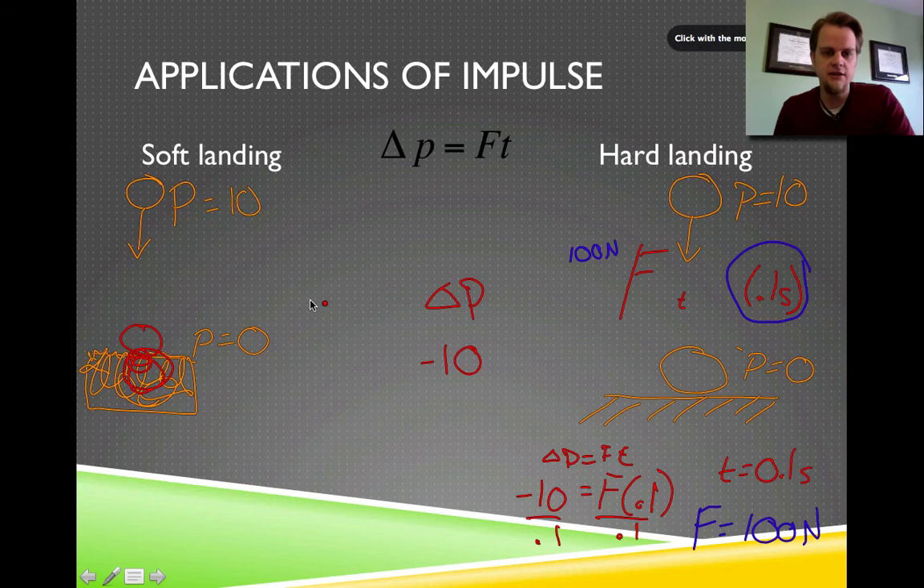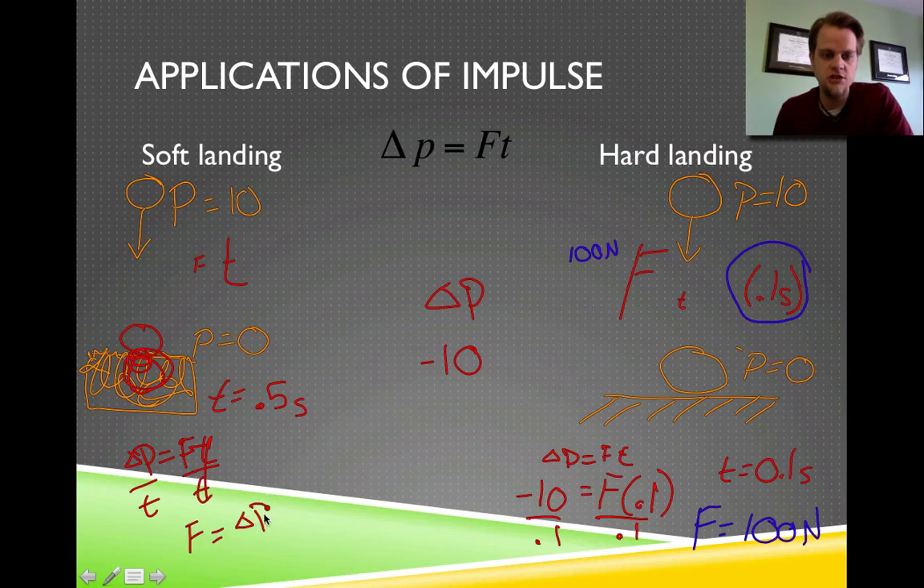On the soft landing, because you're touching and you're slowing down a whole lot less quickly, let's say in this case the time is half a second. If the time is half a second, what's your force going to be? We'll say it's a long time but a small force. Let's do the same equation. If delta P equals force times time, I'll do it a little differently this time. Let's solve first. Divide by t, so the t's cancel out. So force equals the change in momentum over t.